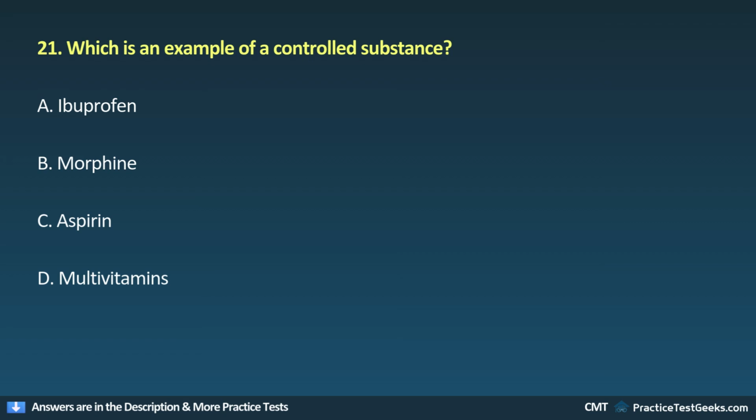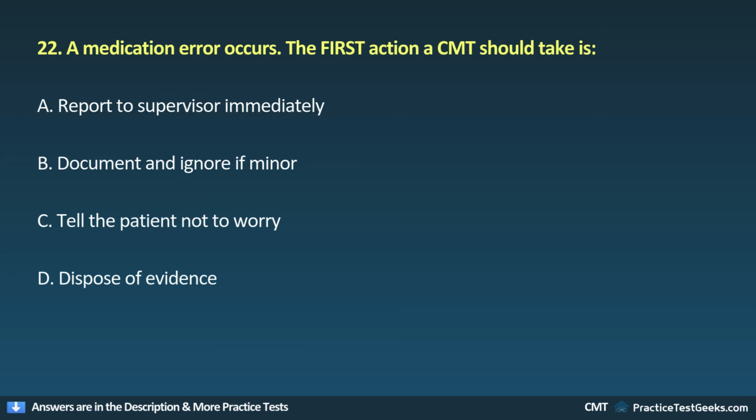21. Which is an example of a controlled substance? A. Ibuprofen. B. Morphine. C. Aspirin. D. Multivitamins.